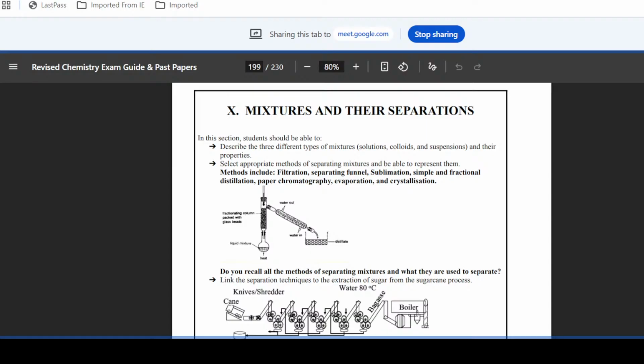All right, so we can look at some topics that we didn't really touch. Like the mixtures and separation, and probably acid base.